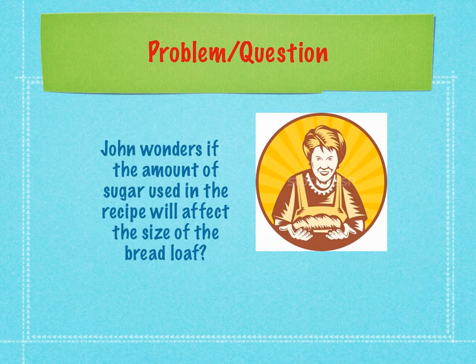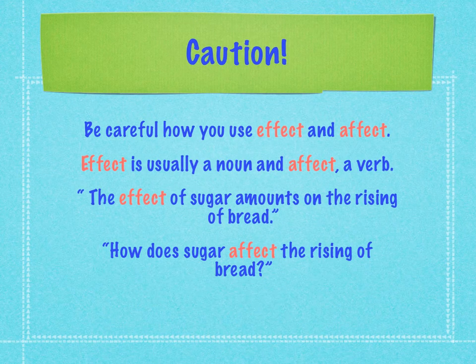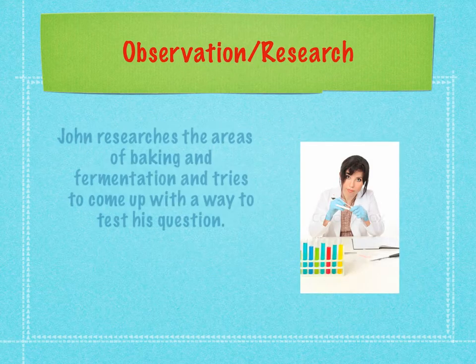So John wonders if the amount of sugar used in the recipe affects the size of the bread loaf. And that is his problem or question. So here's a little English lesson. You need to be careful how you use the terms effect and affect. Effect is usually a noun. Affect is a verb. The effect of sugar amounts on the rising of the bread. Or how does sugar affect the rising of bread? The second statement there sounds much better.